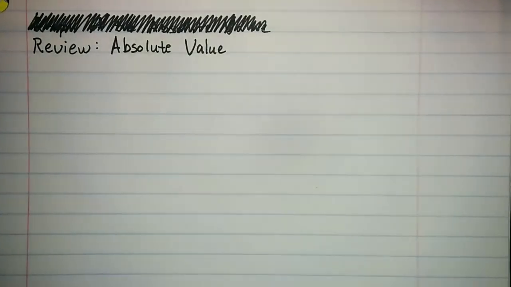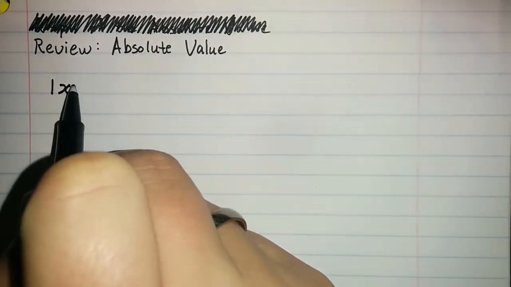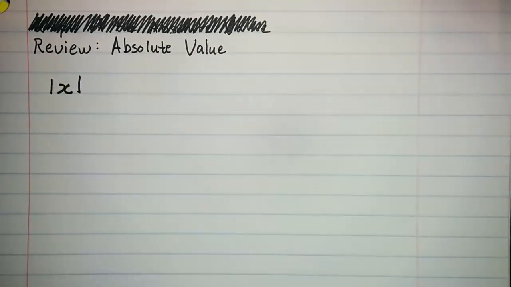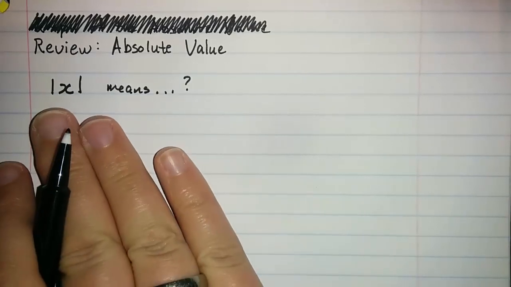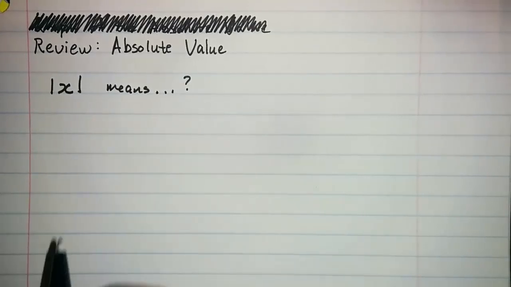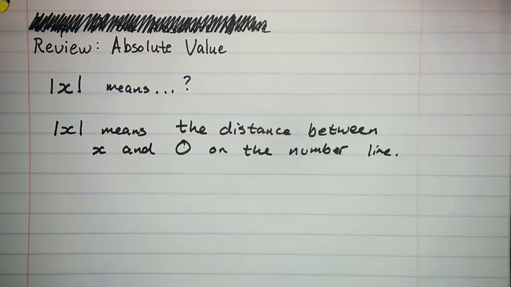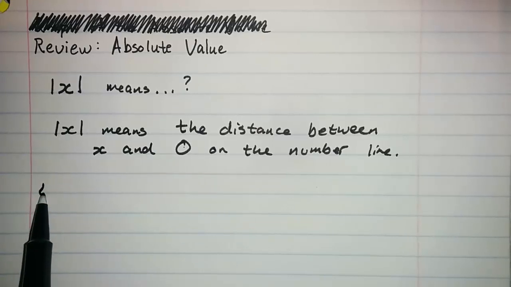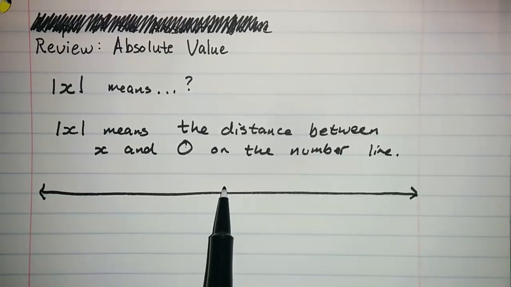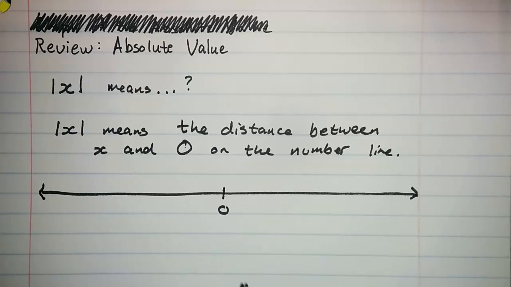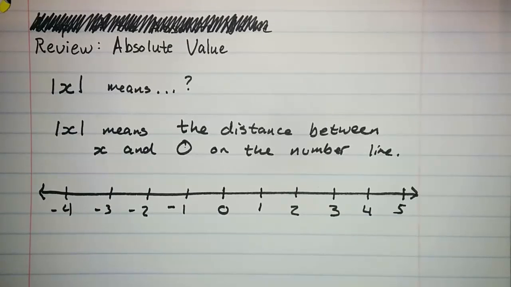Let's take a moment to review the notion of the absolute value of a number. What do we mean when we write the absolute value of x? The first way that we understand this is the absolute value of x means the distance between x and 0 on the number line. So, for example, here we have a number line, 0 at the center, or not quite at the center because my artwork isn't quite up to snuff.